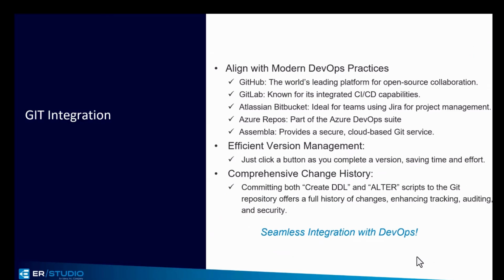Now let's talk about ER/Studio Enterprise's Git integration. This allows you to align your data modeling practice with modern DevOps practices. ER/Studio Enterprise supports GitHub, GitLab, Atlassian Bitbucket, Azure Repos, and Assembla. It provides that means of efficient version management and comprehensive change history. Important to know that this integration is able to commit both create and alter scripts as well as JSON to help provide a seamless integration with your DevOps.